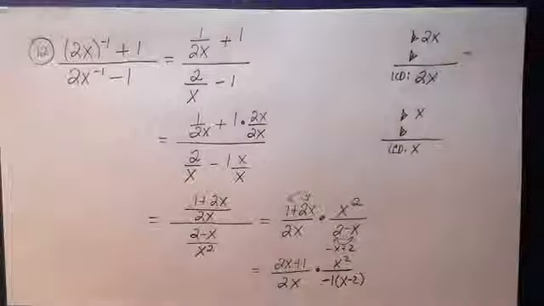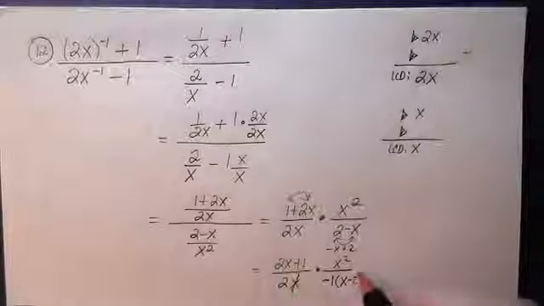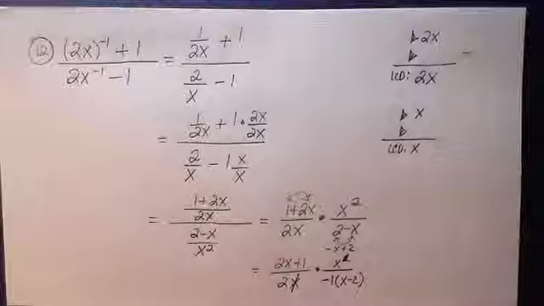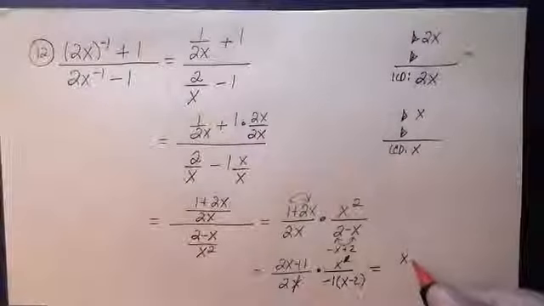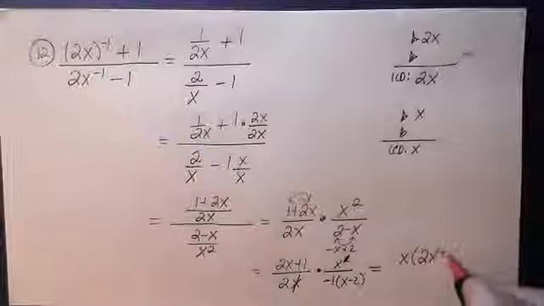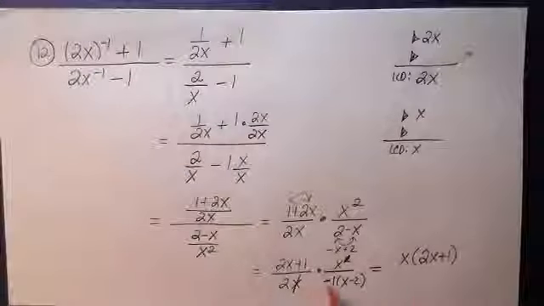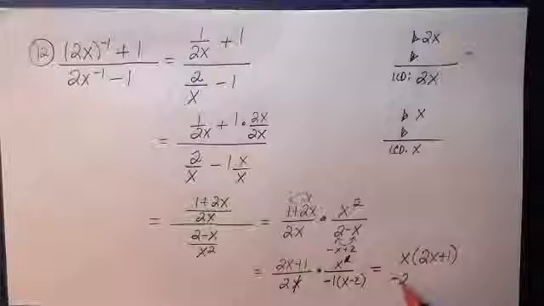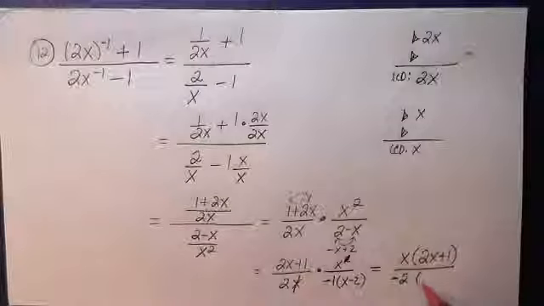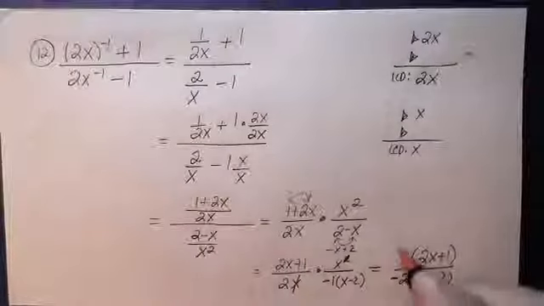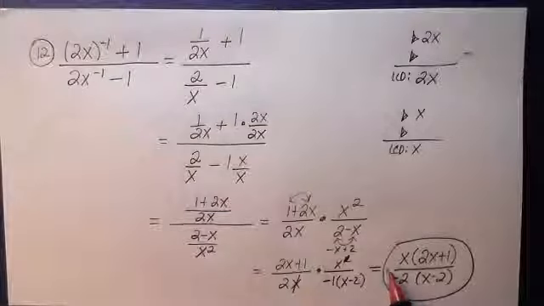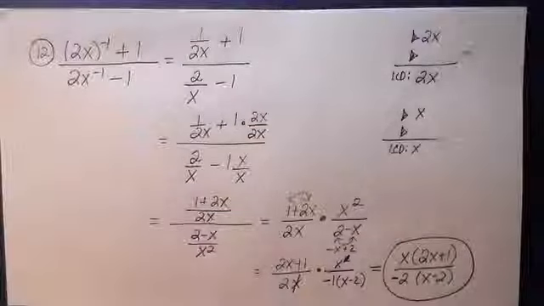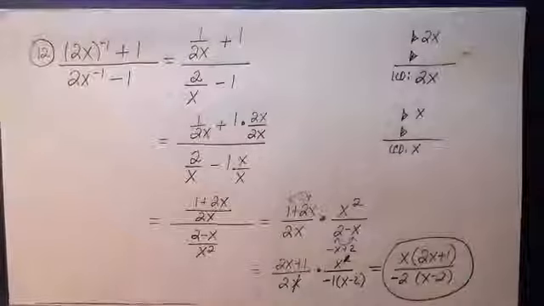Okay, now let's cancel. I can cancel this x with one of the x's on top. And that's about it. So my answer is x, 2x plus 1. I have a negative in the bottom, so this would be negative 2, x minus 2. You can leave the negative there, or you can put it right here on the front. It doesn't matter. Okay, so that will be my final answer.